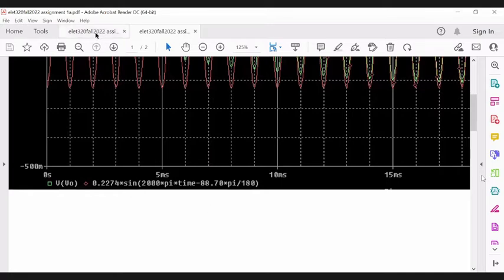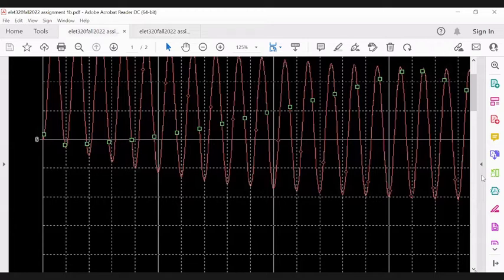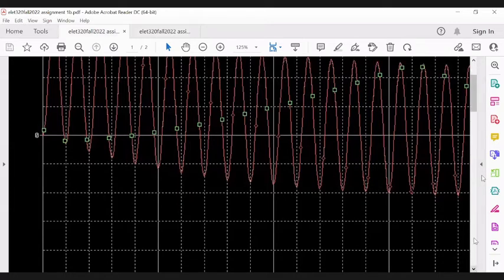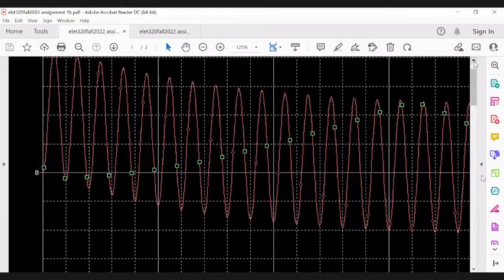Let me go now to my next screen. What do you notice in the screen? The green and the red are the same. Believe it or not, that's green there. The red is right on top of the green. So what does that mean?